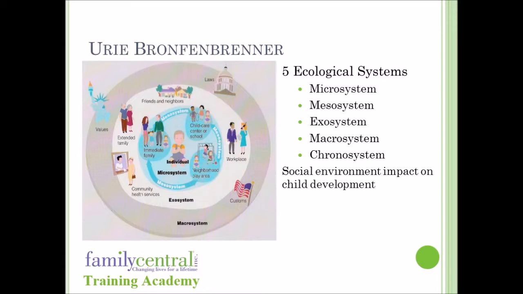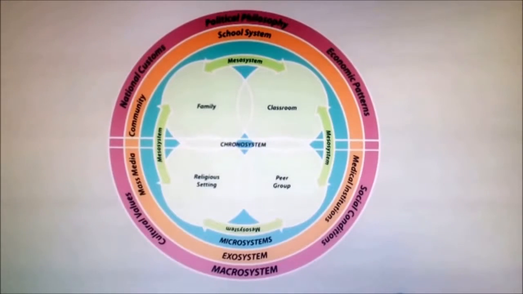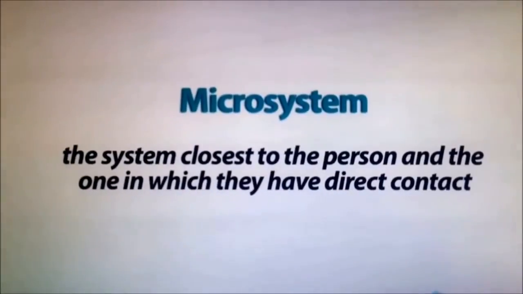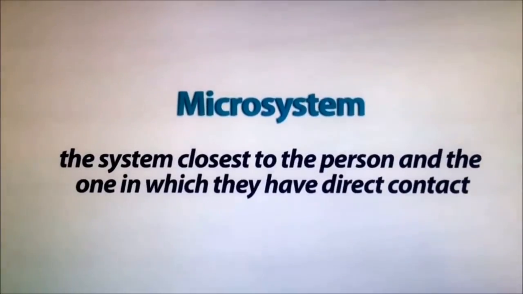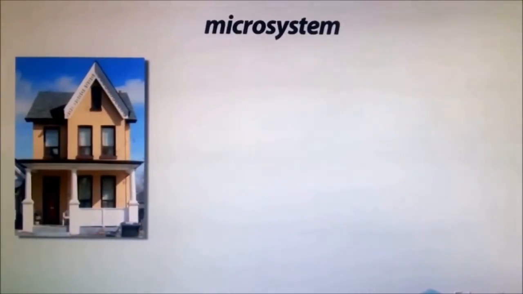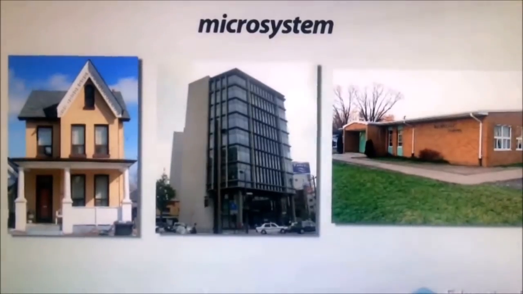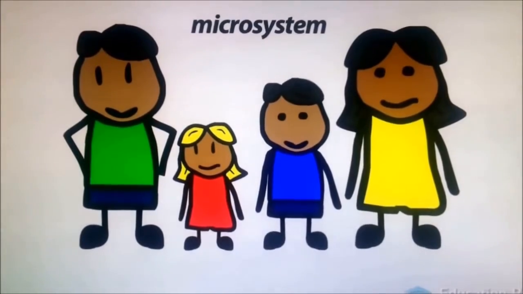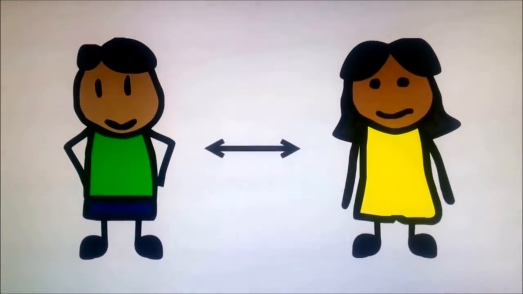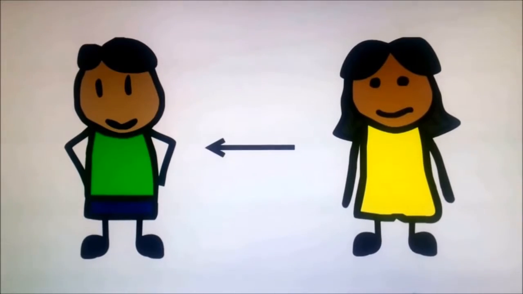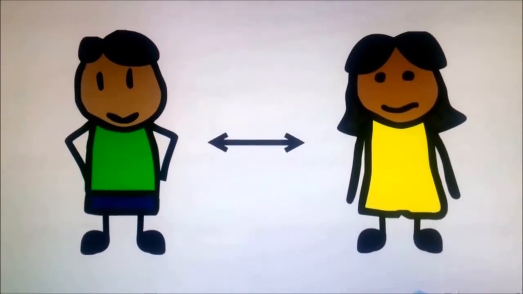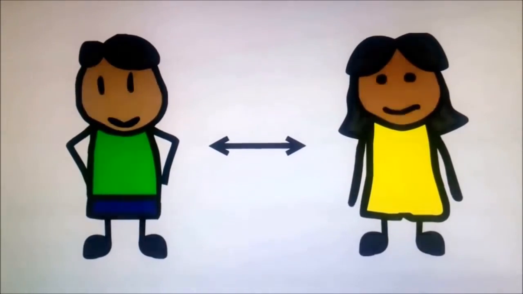Let's take a look at Bronfenbrenner's cultural context theory. We will begin with the first level of Bronfenbrenner's theory, the microsystem. The microsystem is the system closest to the person and the one in which they have direct contact. Some examples would be home, school, daycare, or work. A microsystem typically includes family, peers, or caregivers. Relationships in a microsystem are bidirectional. In other words, your reactions to the people in your microsystem will affect how they treat you in return. This is the most influential level of the ecological systems theory.